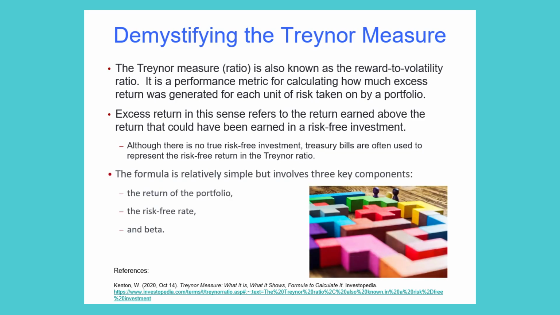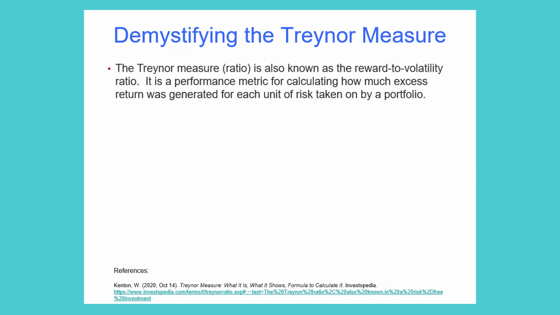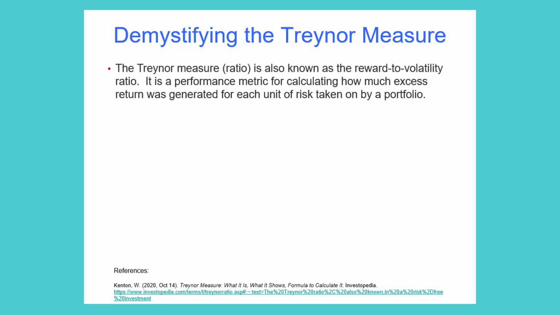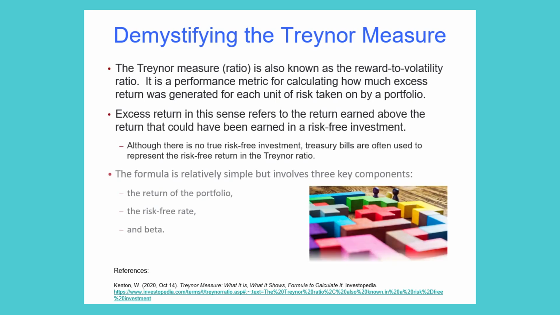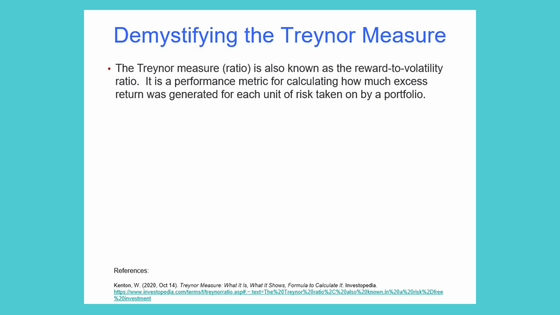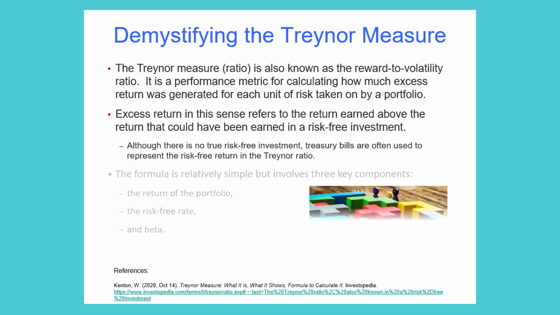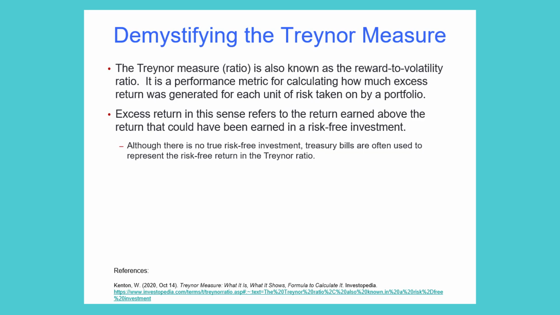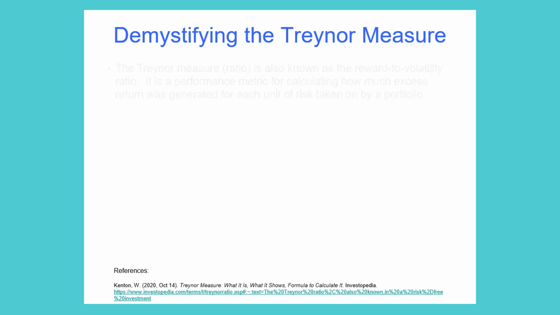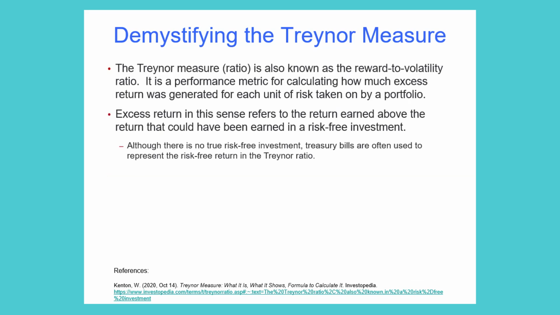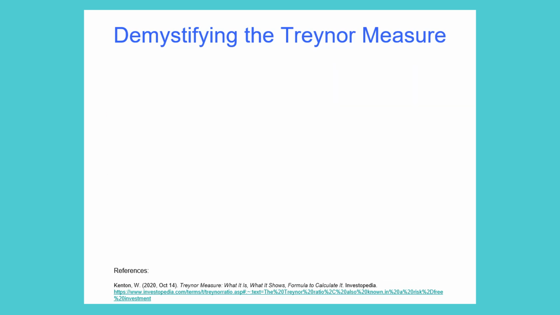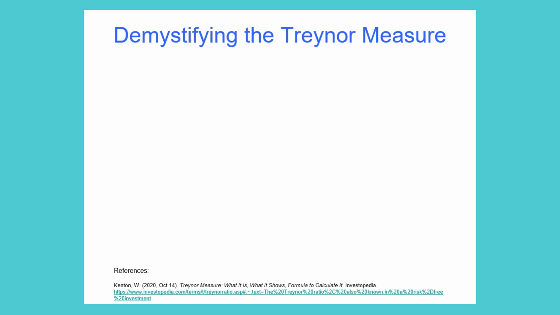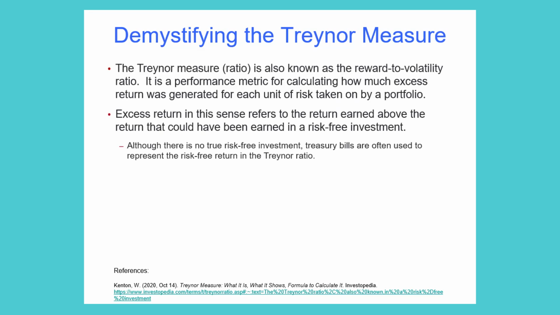The Treynor formula is actually quite straightforward. It involves only 3 primary components. First, there is the portfolio's return. This is the actual return generated by the investment portfolio. Next is the risk-free rate, typically the yield from short-term treasuries like the 3-month T-bill or treasury bill. And then there's beta, which measures the portfolio's sensitivity to market movements, also referred to as systematic risk.